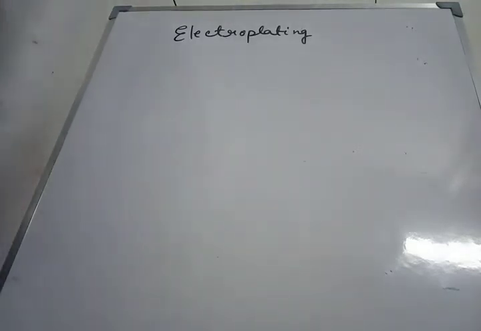So what are the reasons for electroplating? The first reason is to protect the article from rusting or corrosion, and the next is to enhance the appearance of the article. Now, conditions of electroplating.